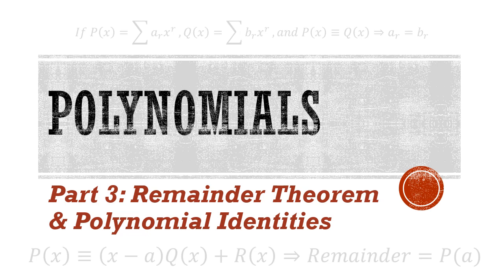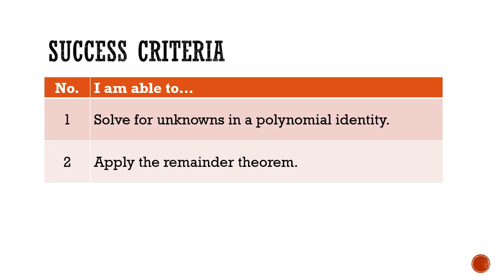This is part 3 of the chapter on polynomials, and in this video, we'll be learning about the remainder theorem and polynomial identities. The success criteria for this video would be for students to be able to solve for unknowns in a given polynomial identity, as well as to apply the remainder theorem.